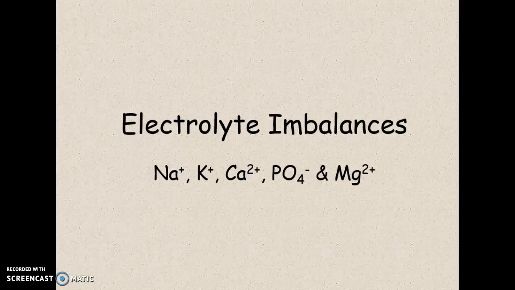All right, now moving on to actual electrolyte imbalances, specifically sodium, potassium, calcium, phosphate, and magnesium. The next 5 slides are going to look at different electrolyte imbalances. These can be high or low. Sometimes a person can have an issue with just one electrolyte, but other times if one electrolyte is imbalanced, it naturally causes another electrolyte to become imbalanced.